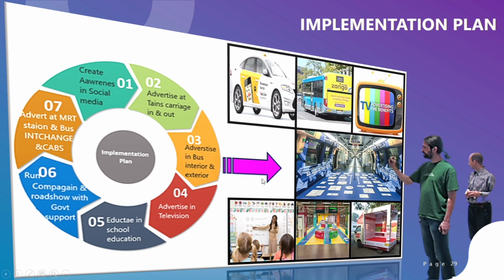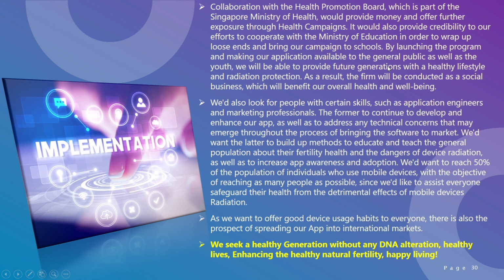For the implementation, with the support of the government, we can create awareness on social media and through advertisements in train carriages, on the bus interior and exterior, and on television. We can educate in school education, run campaigns and road shows, and advertise in MRT stations, bus interchanges, and platforms. Additionally, we can get support and collaboration from the Health Promotion Board, which is part of the Singapore Ministry of Health, which would provide funding and offer further exposure through health campaigns.